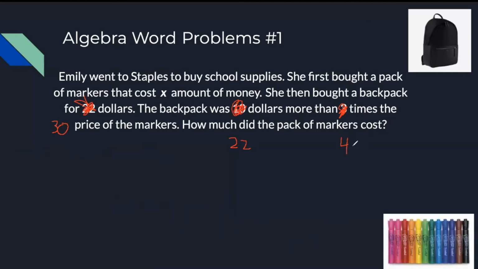So everyone try that, right? So she bought a backpack for $30, and then the backpack was $22 more than 4 times the price of the markers. So how much did the pack of markers cost? So everyone try this. First, ask ourselves, what are we looking for? And then try to set up an equation, and then finally we can solve it.